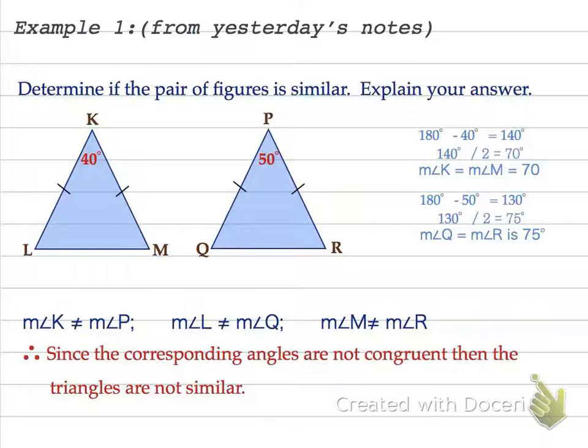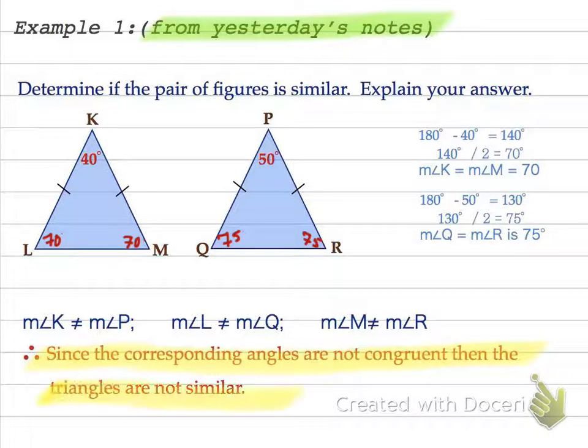These are examples from yesterday's notes. Once again, you don't need to put these in your notes. Example 1, which was on page 65. The angles are different. Remember, the first thing you do is check your angles. If the angles are different, the triangles are not similar.